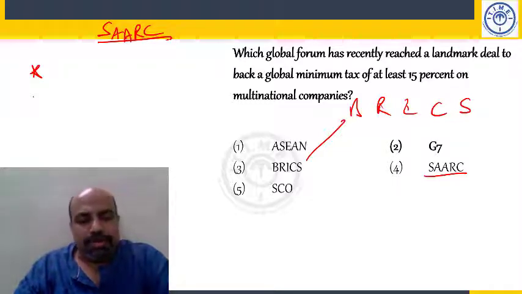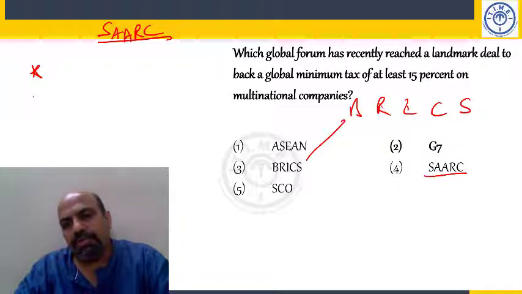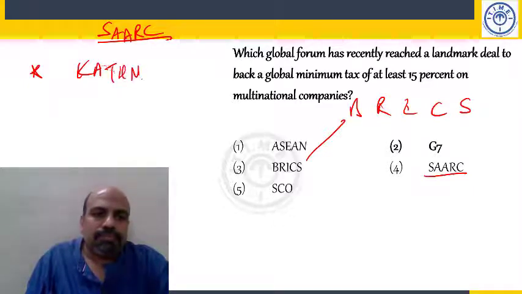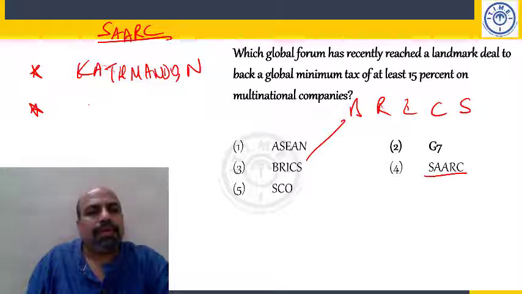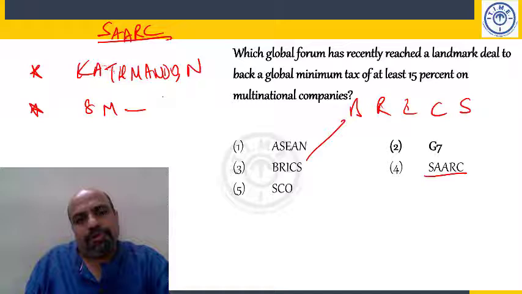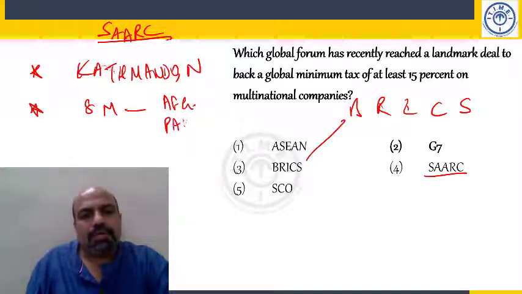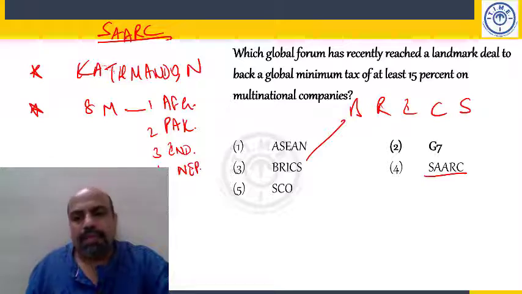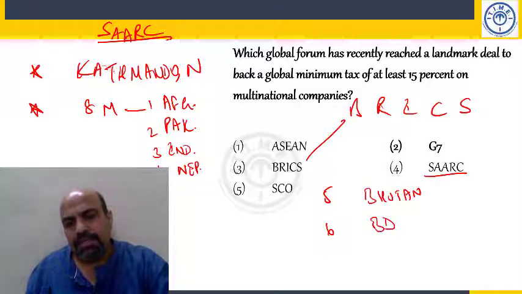SAARC: South Asian Association for Regional Cooperation. Next. Head office, Kathmandu. You know, this is the capital of Nepal. 8 members. Geographical order: Afghanistan, Pakistan, 1, 2, 3, India, 4, Nepal, 5, Bhutan, 6, Bangladesh, 7, Sri Lanka, 8, Maldives.